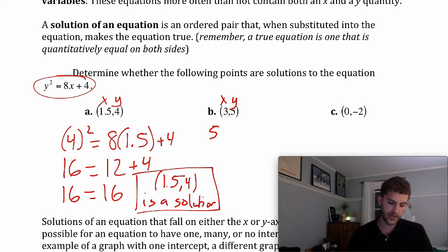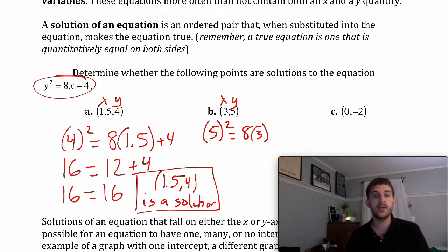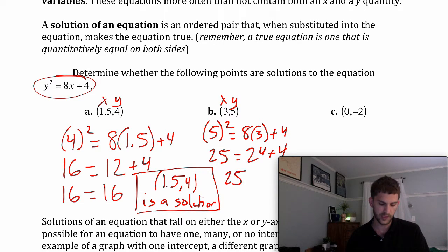So we have 5 squared equals 8 times, gotta get back in that habit, 8 times (3) plus 4. 5 squared is 25. 8 times 3 is 24, plus 4. When we clean up that right side a little bit more, we get 25 equal to 28. No. So 3, 5 is not a solution.